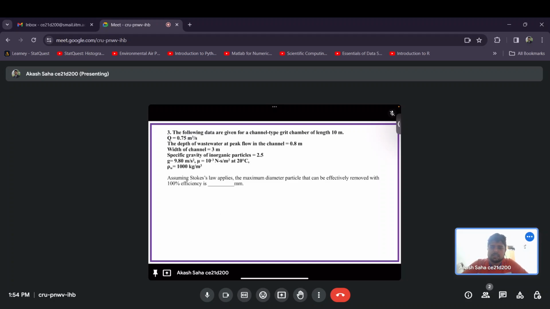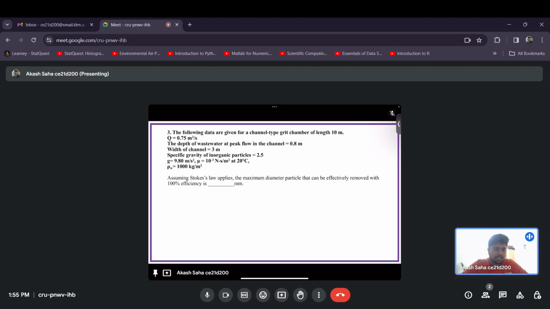It says the following data are given for the channel type grit chamber of length 10 meter. The discharge is 0.75 meter cube per second. The depth of the wastewater at peak flow in the channel is 0.8 meter. The width of the channel is 3 meter. So again, length, width, and depth, all three are given, and we also have the discharge.